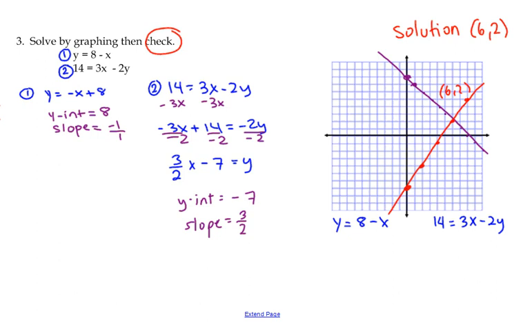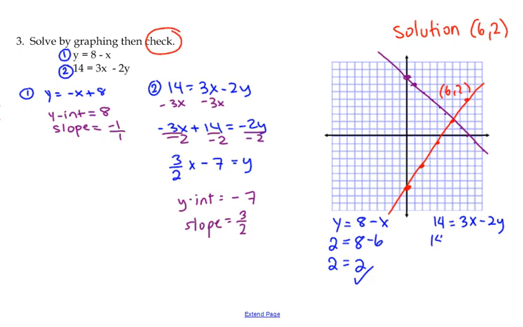In the first equation, what's the y? What was our y in our solution? 2 should equal 8 minus, what's our x? 6. What's 8 minus 6? 2. Left side equals right side.